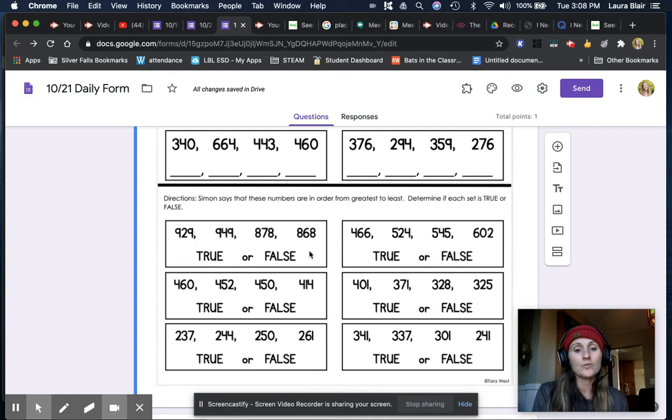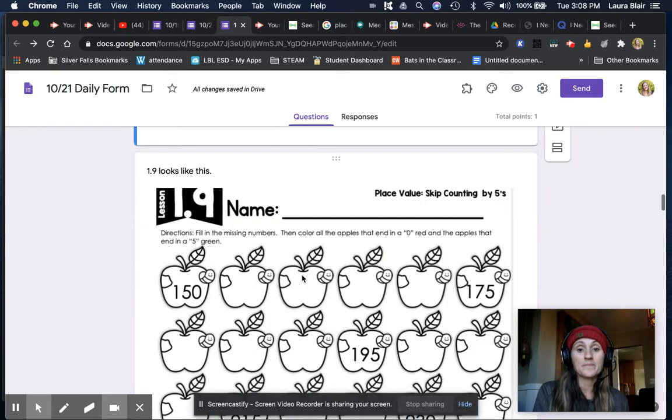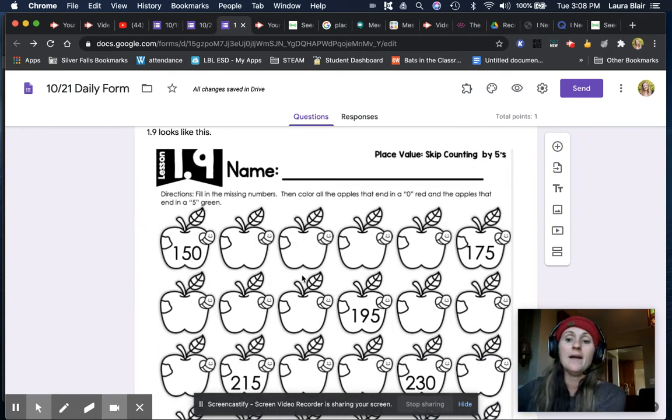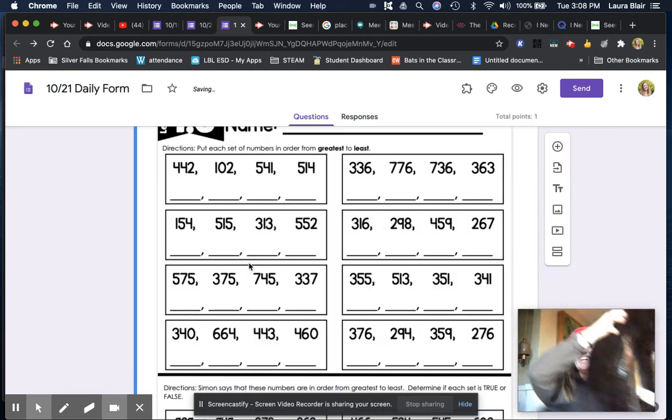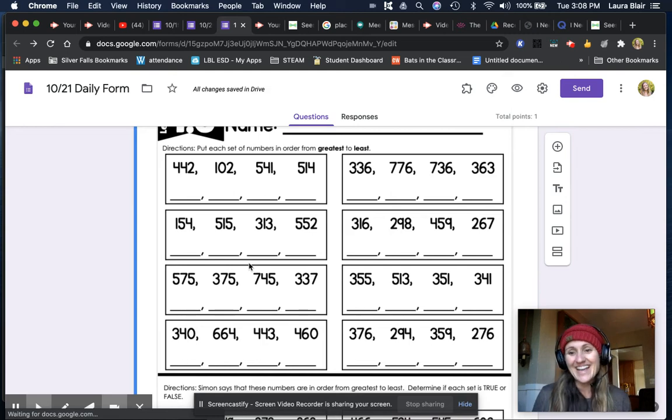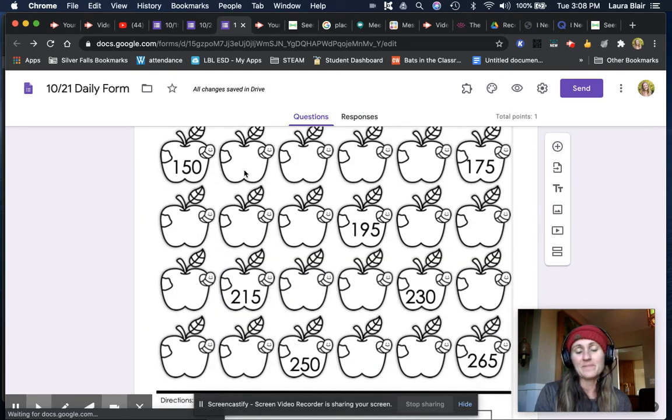Okay. Same kind of thing as yesterday. You circle true or false. Is this from greatest to least? So circle true or false. And then on 1.9, what you guys need to do is you need to count by fives. Okay, so this will be much easier if you can do it in your packet, because it might be hard to write it on Seesaw. So hopefully you can just take a picture and upload it to Seesaw.